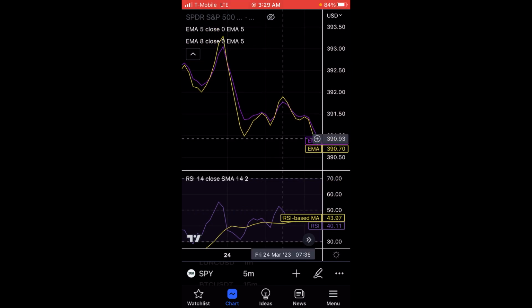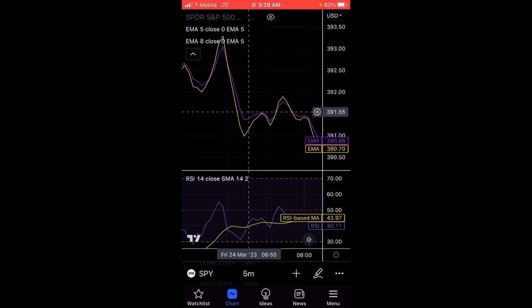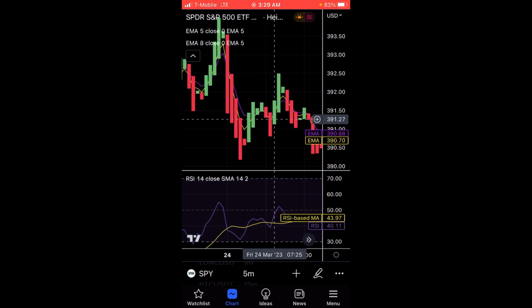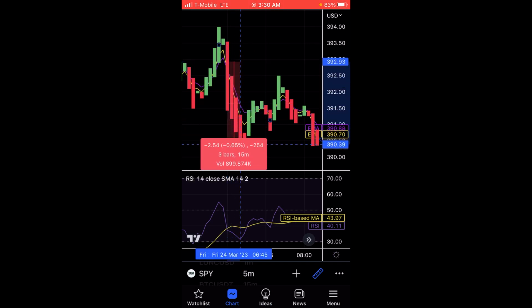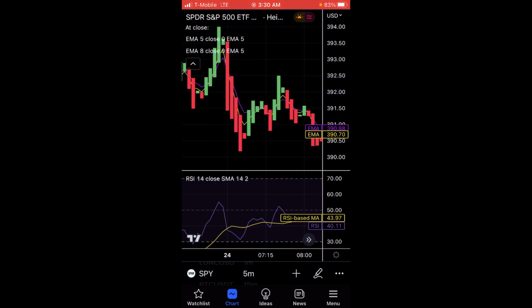Okay, so we see that it crossed here, and then it crossed back up here. So we're going to check that out, see if there's any gains here. So it brought about from here to about, where was it? Right here. So yeah, that was about 50, 60, 70 bucks with the options contracts.